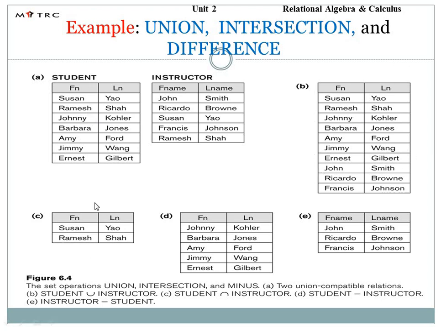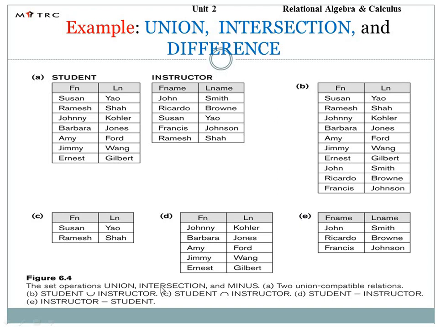Similarly with the intersection, what is common? That is the intersection, that is C. You can see student intersection instructor. Now in D we are performing the minus, that is student minus instructor. Student minus instructor means the tuples that are present in the student only, but not in the instructor. You can see it is a combination of Johnny, Barbara, Amy, Jimmy and Ernest. Since the first two are common, you can see Susan here and Ramesh here, therefore they will not be inserted. We will only insert these 5.